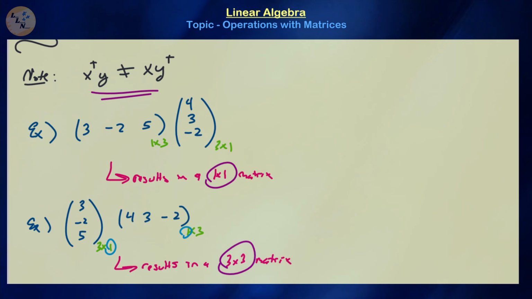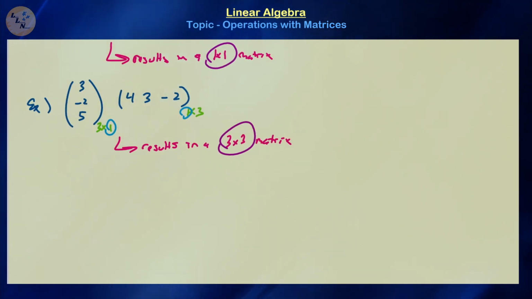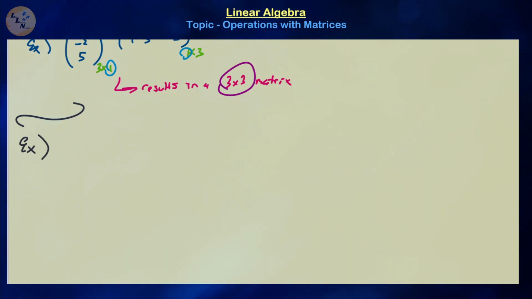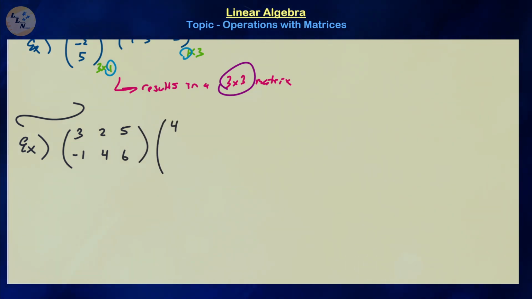So since it results in something other than a 1 by 1 matrix, how exactly do you obtain what that matrix is equal to? All right, so let's go through an example of how we might be able to construct the general product of matrices. Let's do a quick example: the matrix with rows (3, 2, 5) and (-1, 4, 6), multiplied by (4, 3, -2).